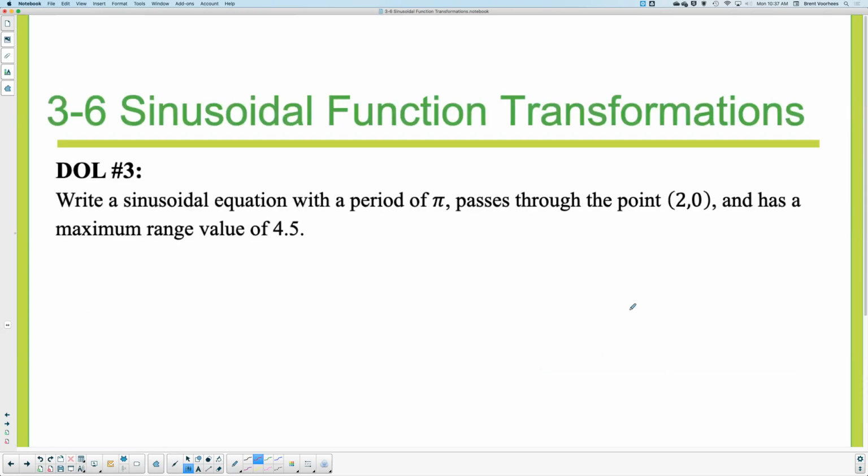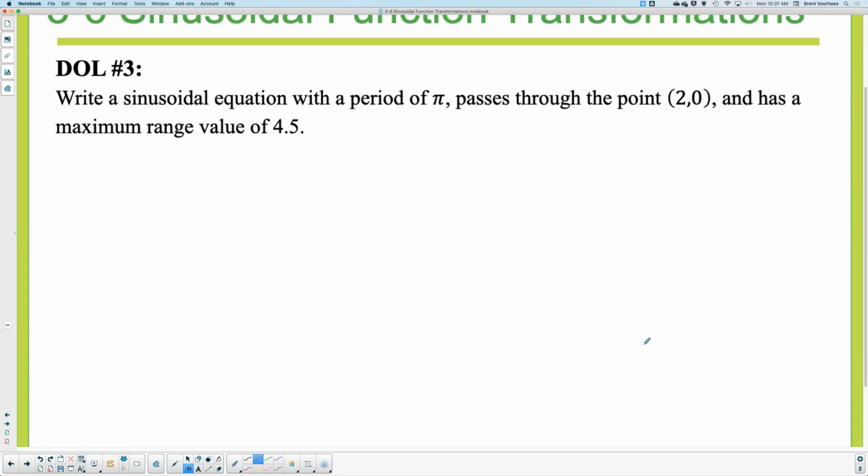And your third DOL, I want you to write a sinusoidal function with a period of pi, passes through the point 2, 0, and has a maximum range value. What does it mean by range? So from the maximum, the biggest height is 4.5. That's telling you the greatest y value, the greatest y value of 4.5.